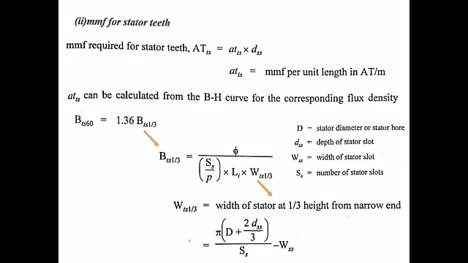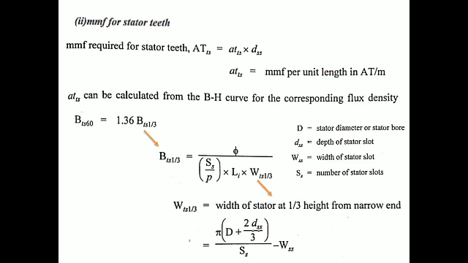To calculate Wts 1 by 3, one more formula is there, which means pi multiplied by d plus 2 Dss divided by 3. Here the Dss is nothing but the depth of the stator slots, divided by Ss, which is the number of stator slots, minus Wss, which is the width of the stator slot. Dss is nothing but the depth of the stator slot. That's all for the content. So this is the equation for finding the value of MMF of the stator teeth.